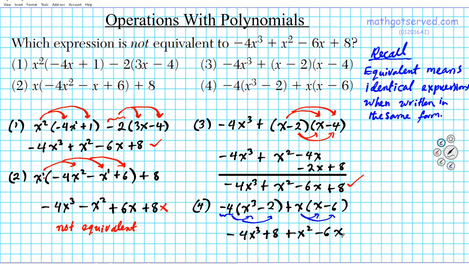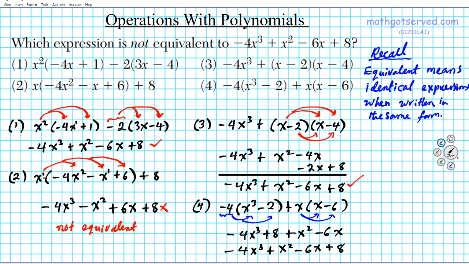So we're now going to rewrite this in standard form, basically in descending order of degrees. The highest degree term comes first, and then descending down to the lowest. Alrighty. So this is 3, 0, 2, 1. So the first one is the cubic term, negative 4x to the third, followed by the quadratic term, plus x squared. And then the linear term, negative 6x, and the constant term, plus 8.